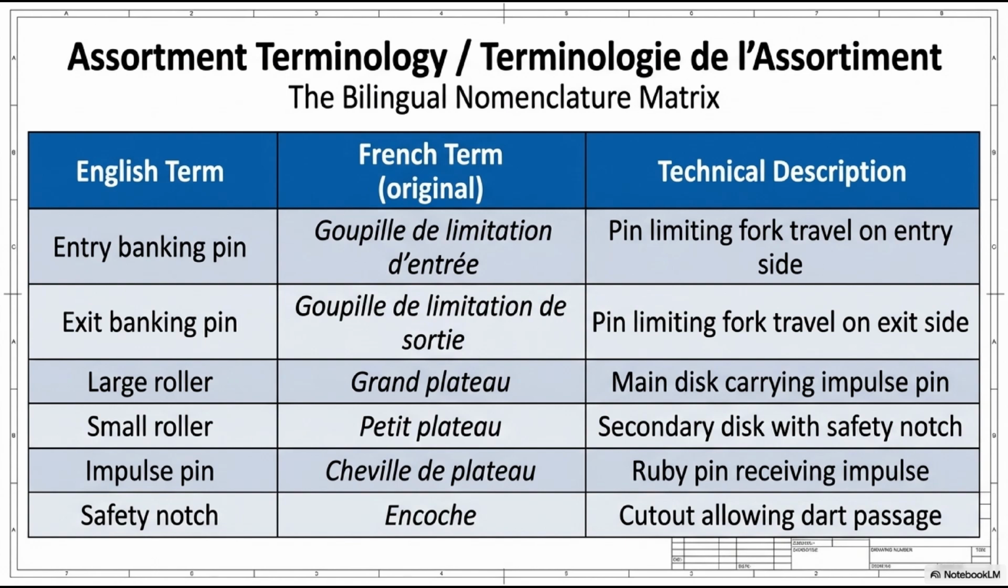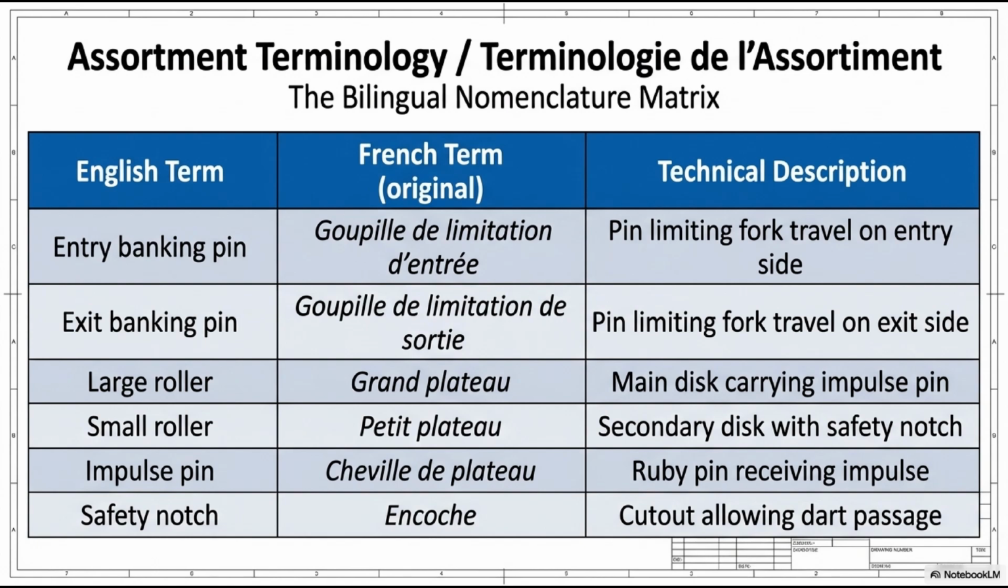Here's my recommended study strategy. Don't try to memorize this as a list. Connect each term to its physical function. The cheville de plateau is the pin on the plateau that delivers the impulse. The encoche is the notch that lets the dart pass. The goupils de limitation are the pins that limit the fork travel. When terminology is anchored to function, it sticks permanently.